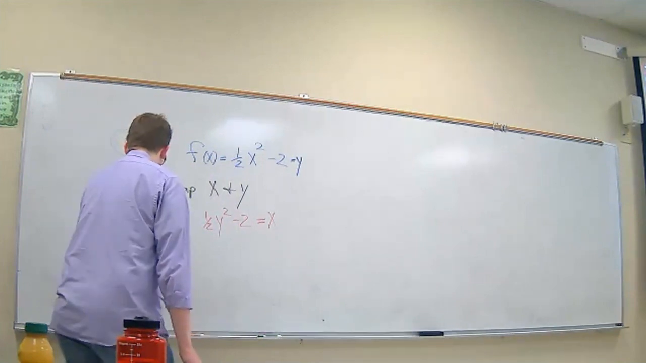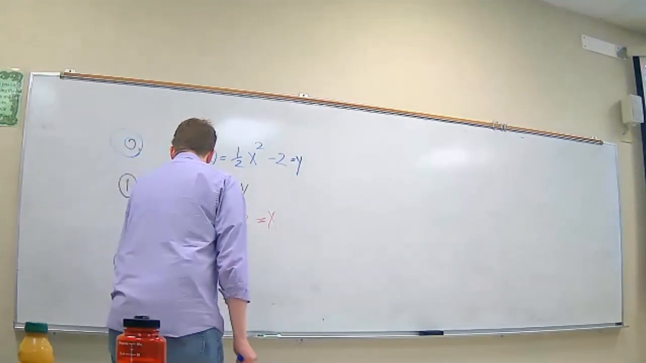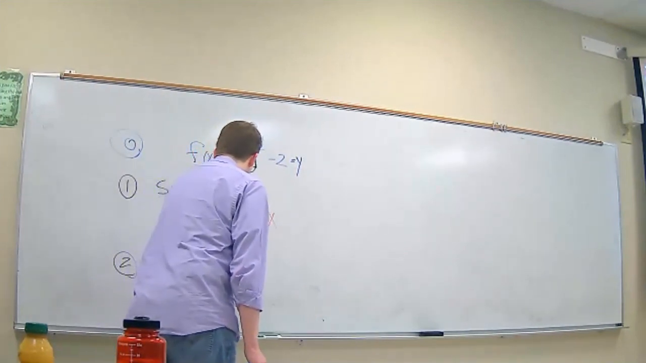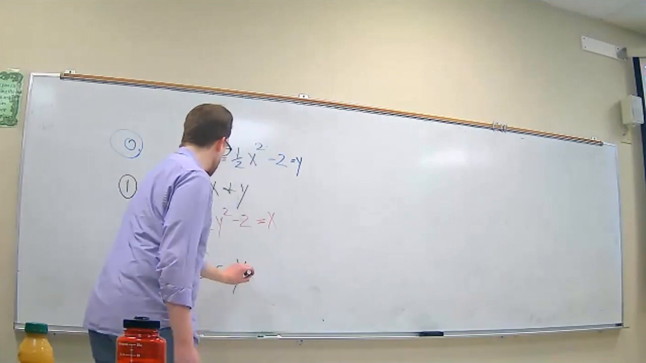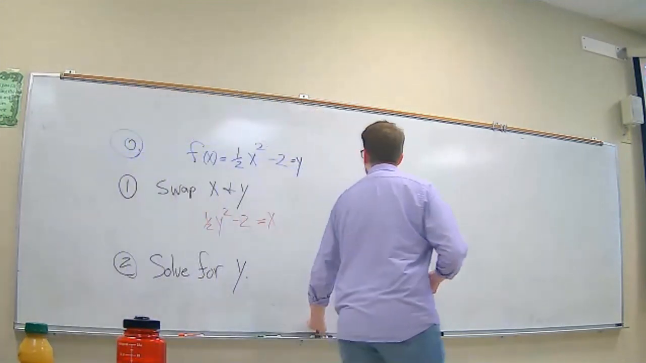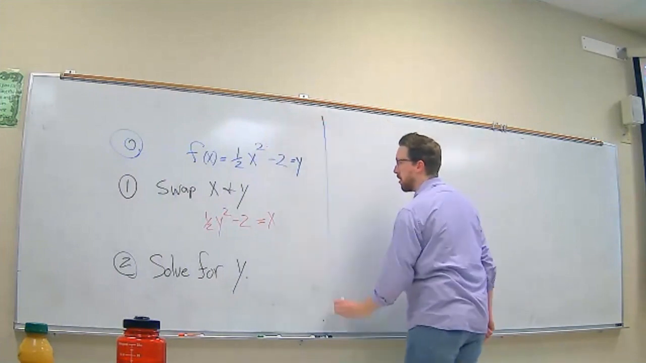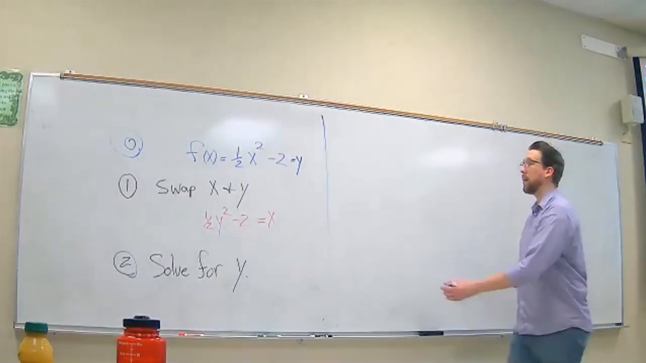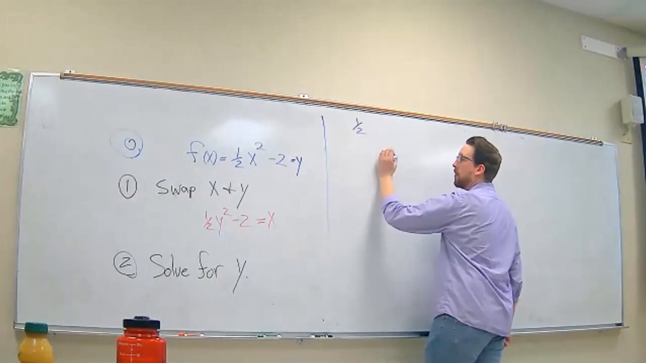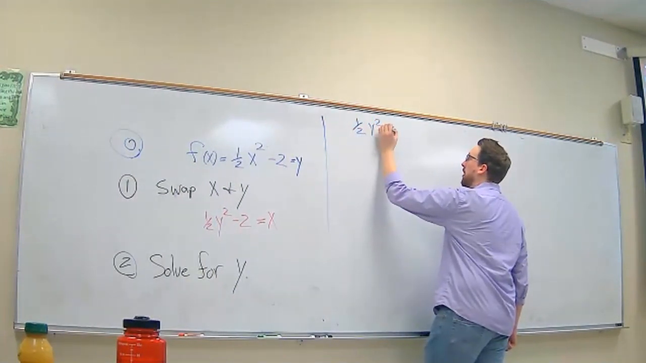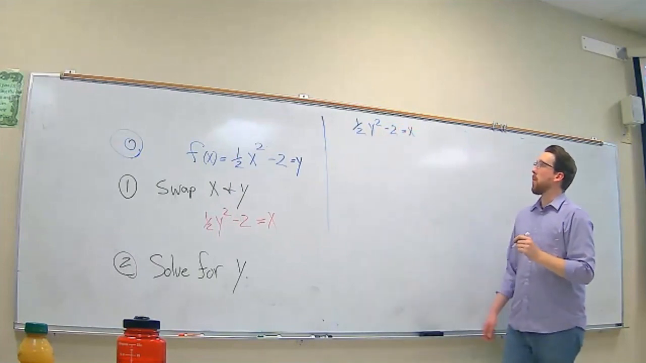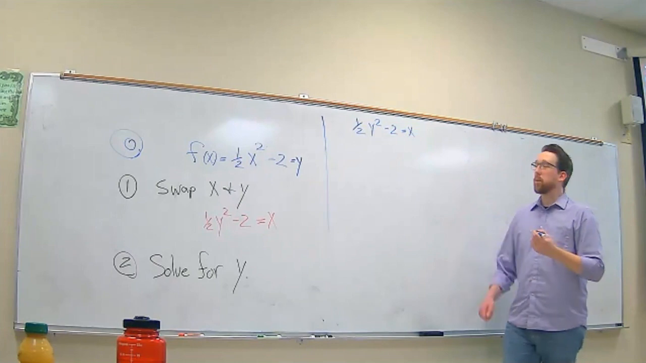Step 2, solve for y. So coming over here, we're going to solve for y. 1/2 y squared minus 2 is equal to x. We know right away we can add 2 to both sides.